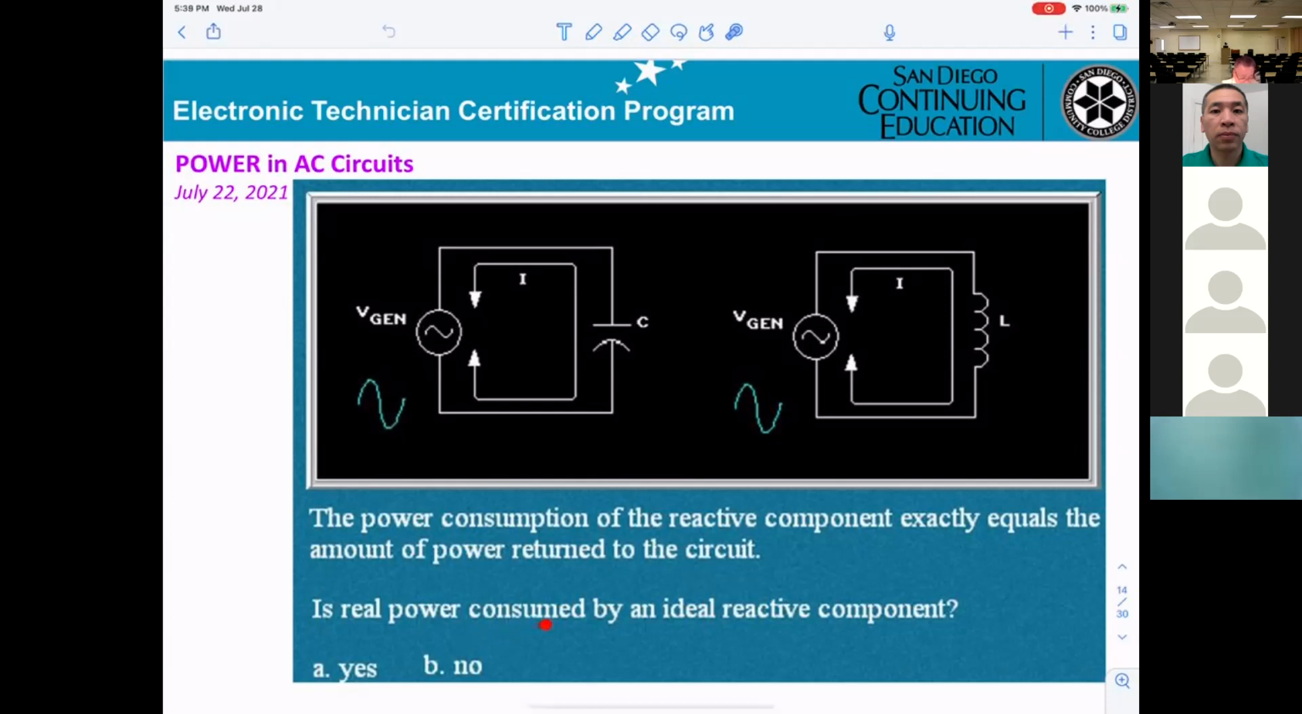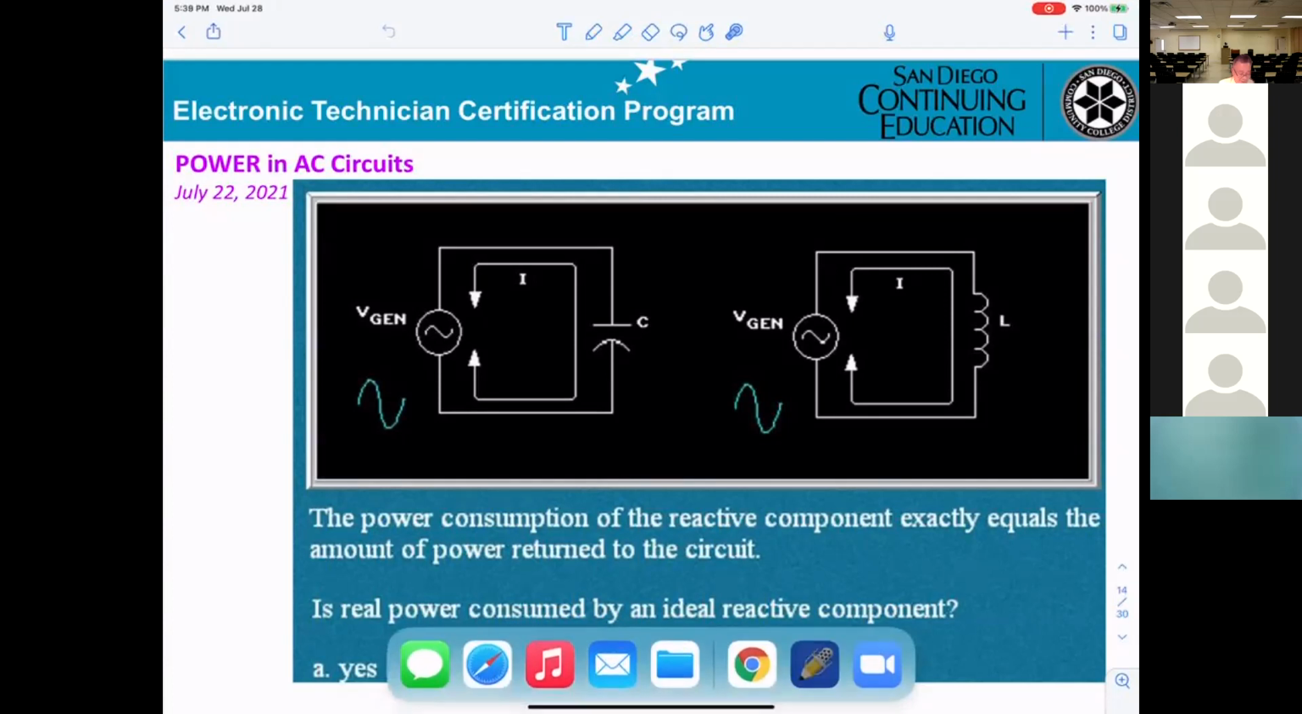Is real power consumed by an ideal reactive component? Question, yes or no? See that? That's a multiple choice.